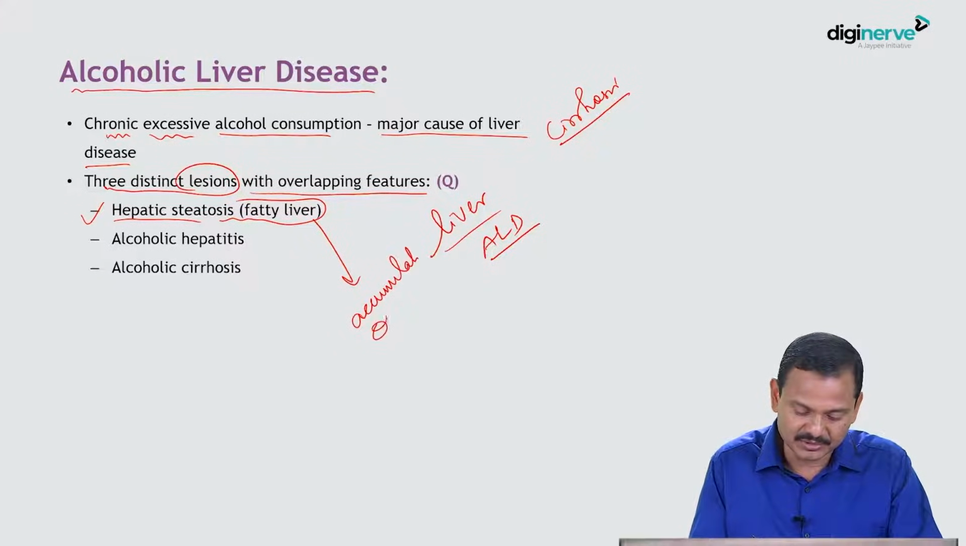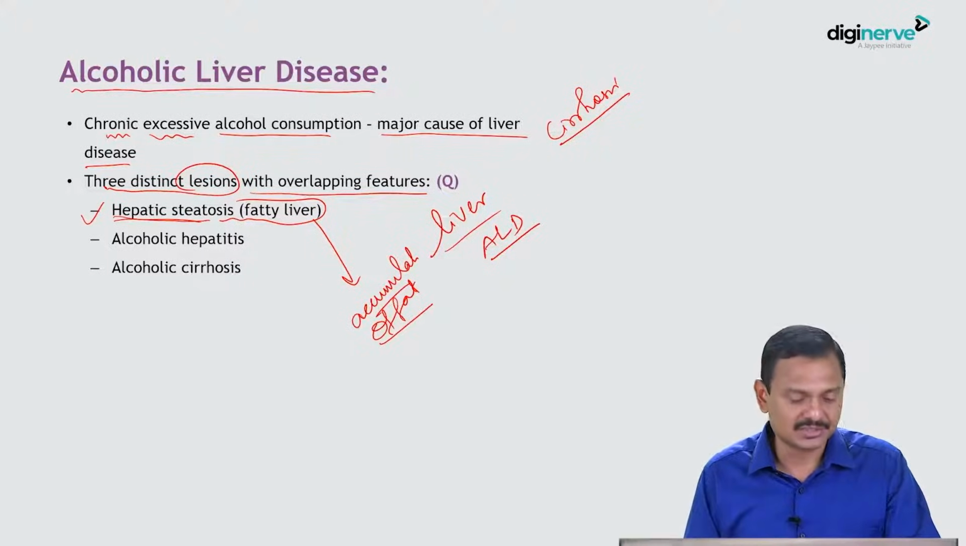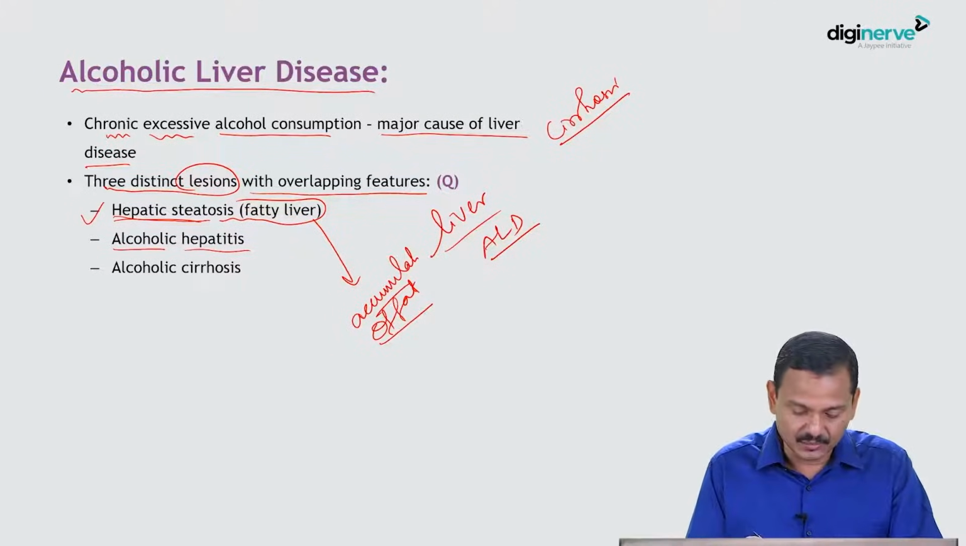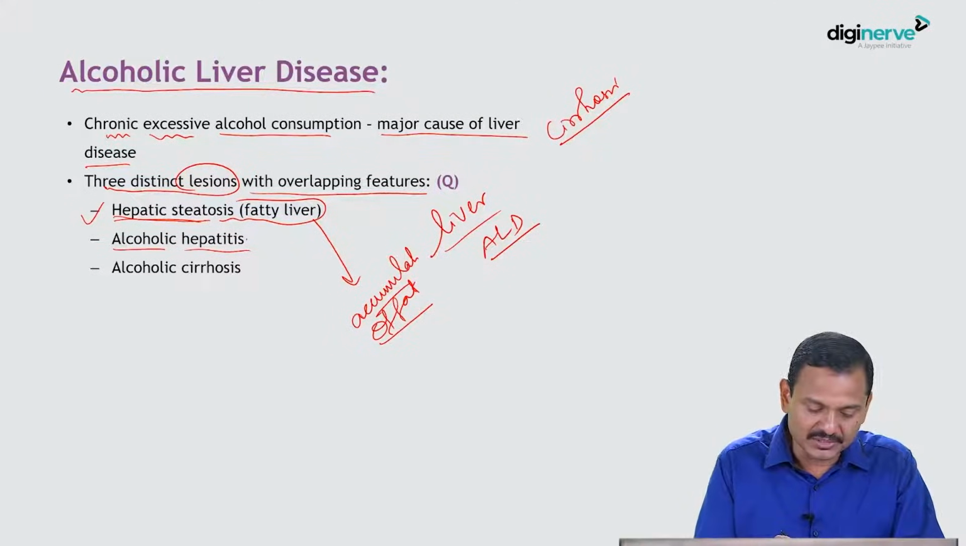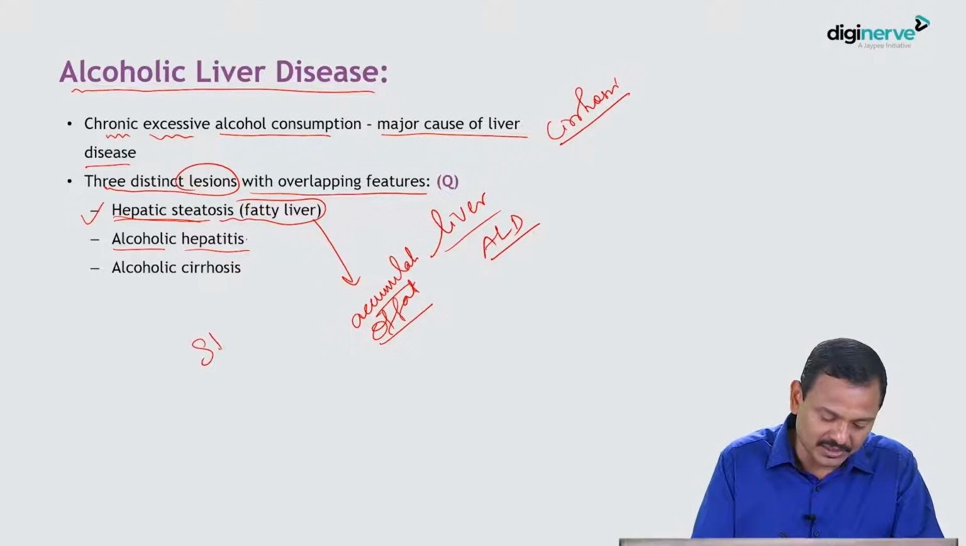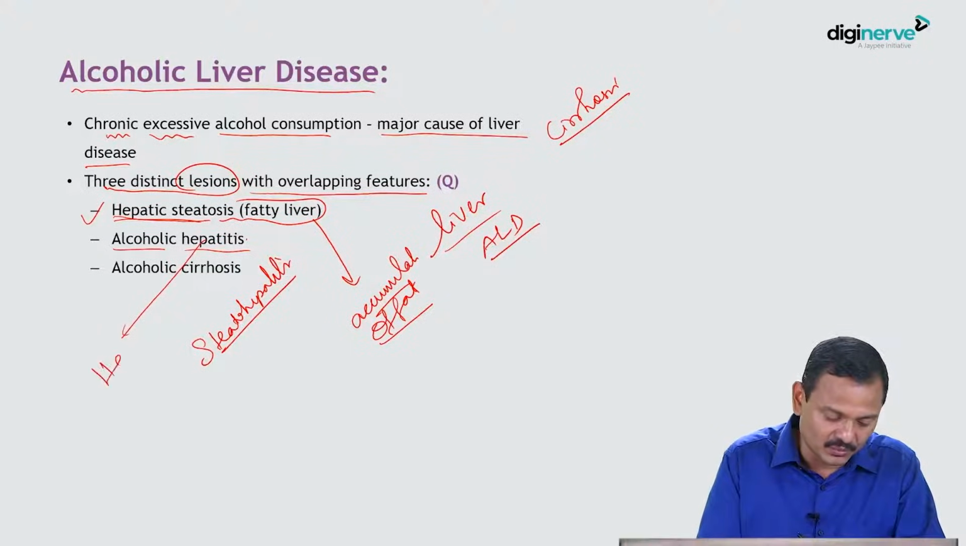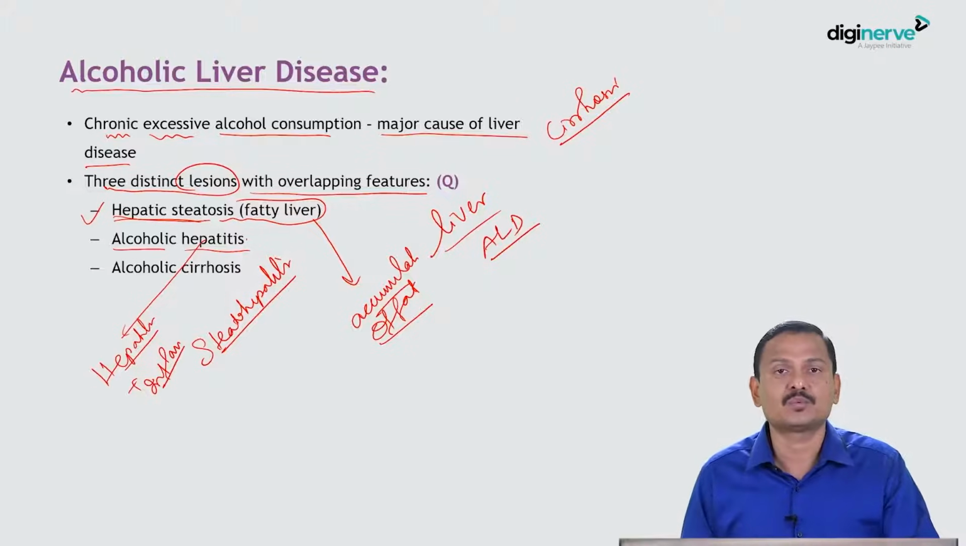Okay, accumulation of fat in the hepatocytes is called hepatic steatosis. The second is alcoholic hepatitis. Now, steatosis may progress to hepatitis, and that will be called steatohepatitis, or without steatosis, if there is hepatitis, then it will be called only hepatitis. Okay, and here there will be inflammation, whereas in steatosis we do not have inflammation.